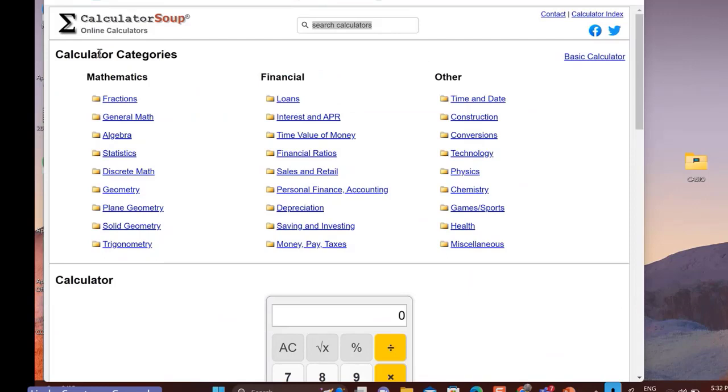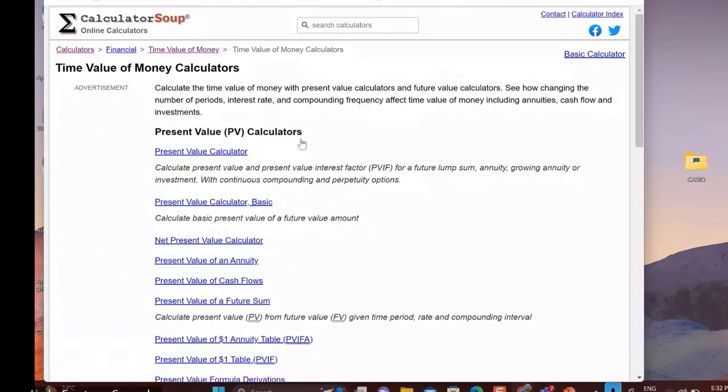The first screen, you go to financial. If you are doing maths, you will go to any of these. So we want to go to financial. So we go to time value for money. And then on time value for money, you look for all the different things that you want this thing to calculate for you. So here we want to calculate the present value of an annuity. You double click there.